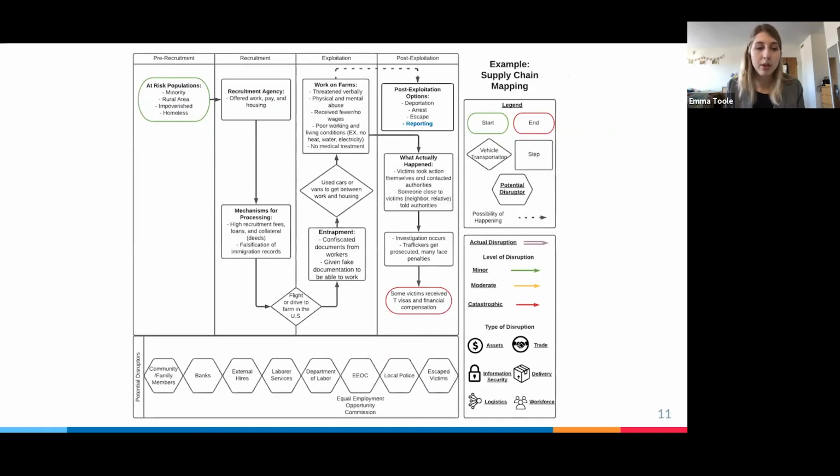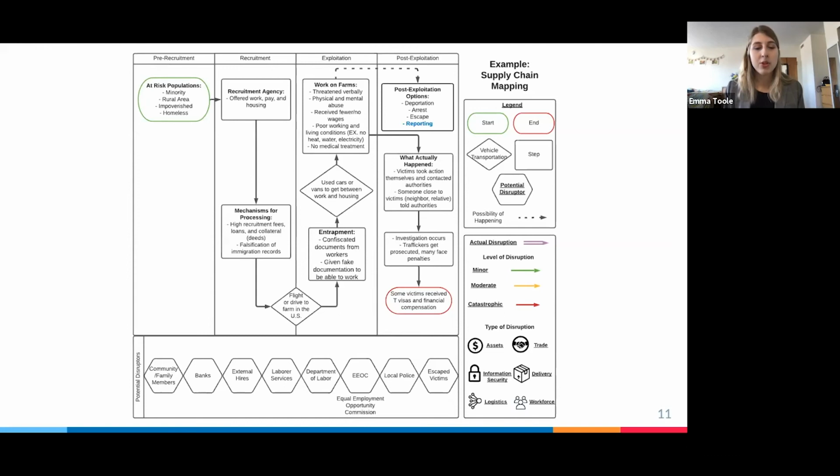So across the bottom, you see the potential disruptors, the main actors that I've seen across my 12 federally prosecuted cases, and analyzing, these are the main actors across them all. So on the bottom, from left to right, we have community/family members, banks, external hires, labor services, Department of Labor, the EEOC, the local police, and escaped victims.